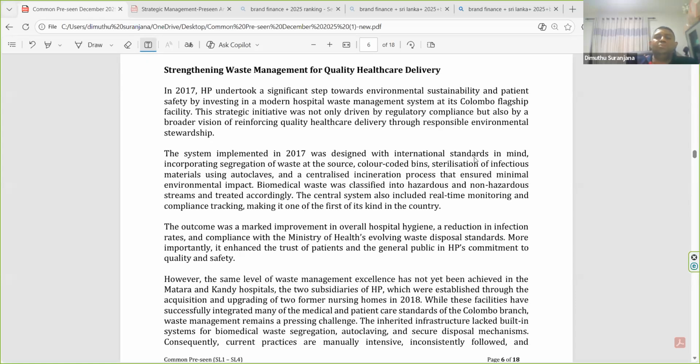The system implemented in 2017 was designed with international standards in mind, incorporating segregation of waste at the source, color-coded bins, sterilization of various materials in autoclaves, and a centralized incineration process that ensures minimal environmental impact. Biomedical waste was classified as hazardous and non-hazardous, and treated accordingly. The central system also includes real-time monitoring and compliance tracking, making it one of the first of its kind in the country.